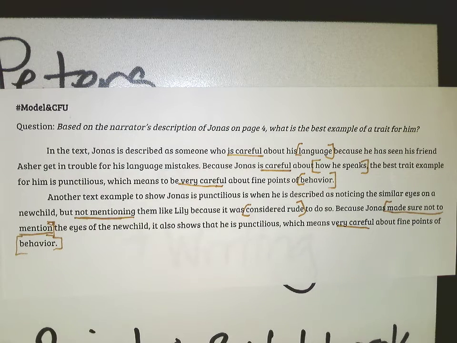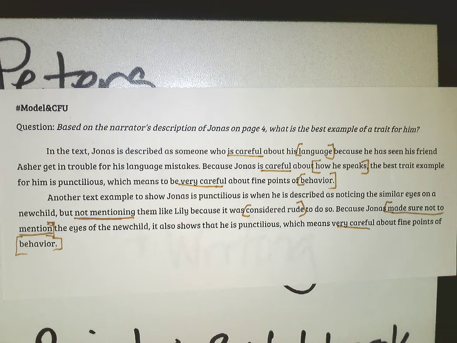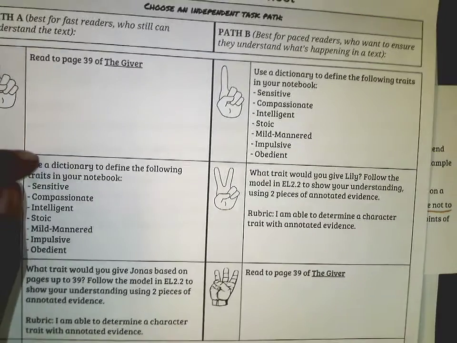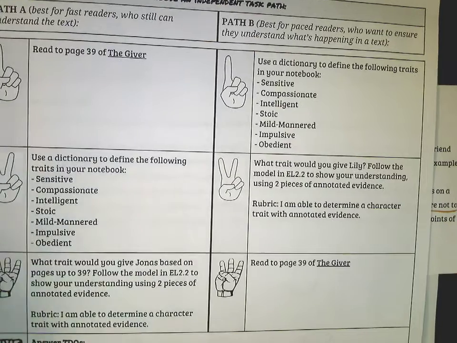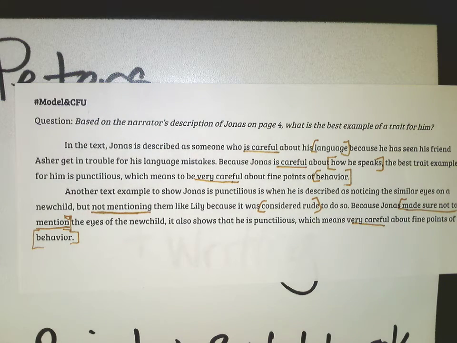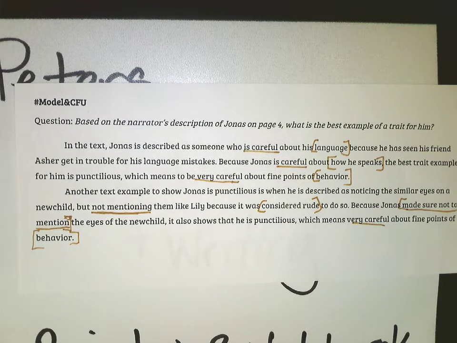What's your two pieces of evidence? Annotate both to show connection between evidence and the definition of your trait, and that's it. So again, you read to page 62. You define these traits here. Based on these traits and the traits from last week, how would you identify Jonas, or how would you identify Lily? Pick one character. And then find two moments in the text that support that trait and annotate it.